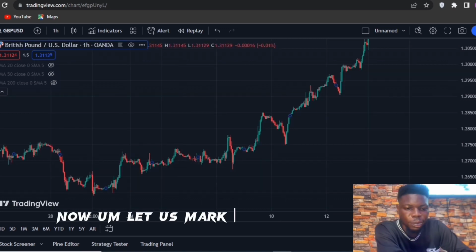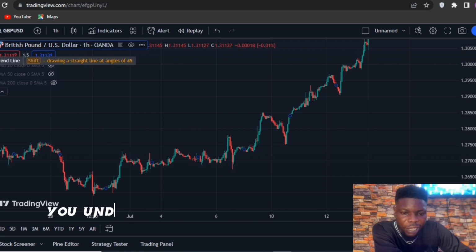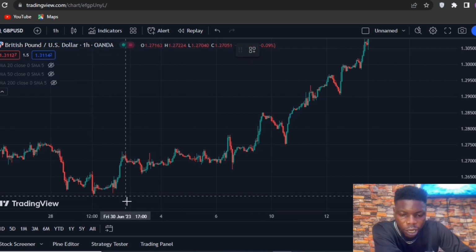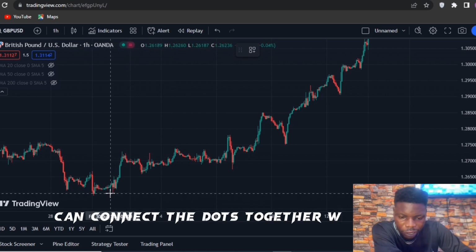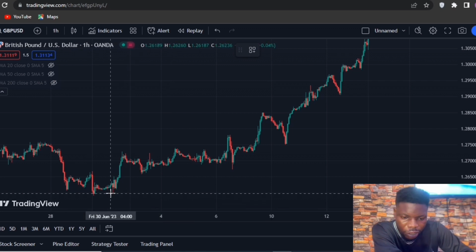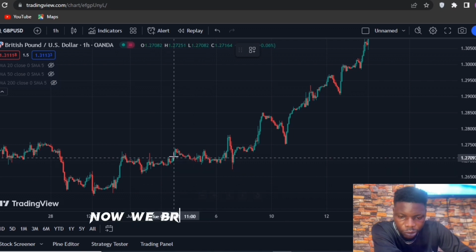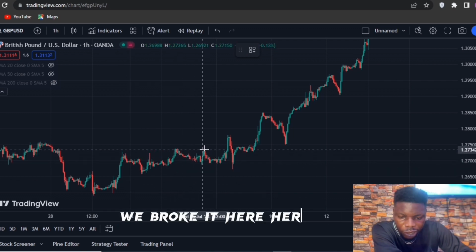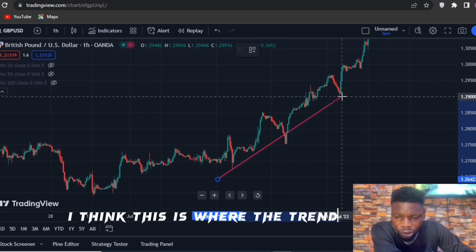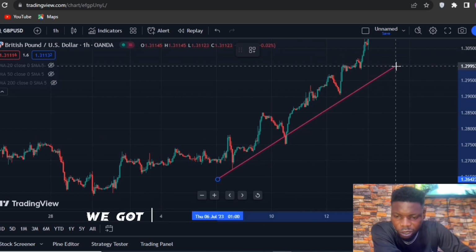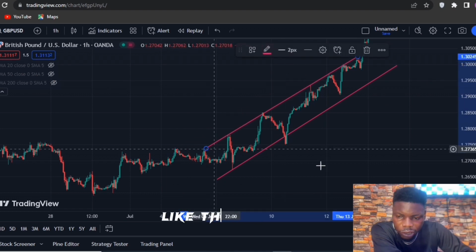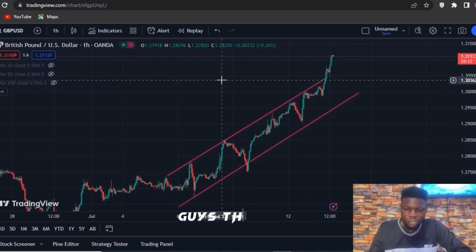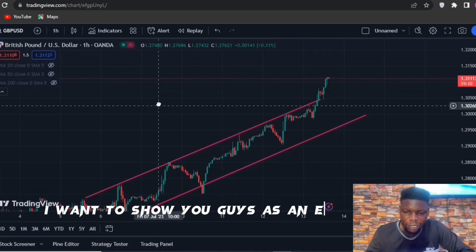Now let us mark out the market trend. You understand, it's an uptrend, so we need our trend lines so that we can connect the dots together. I think we broke this high from here, we broke it here. So I think this is where the trend started. We got on our uptrend here and this is it. This is what I want to show you guys as an example.